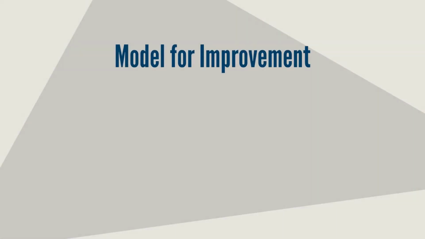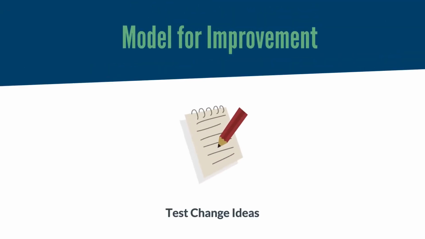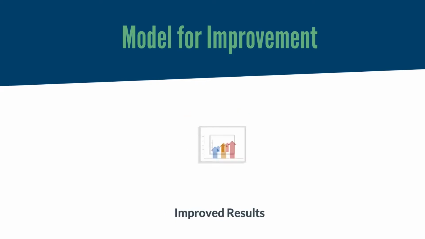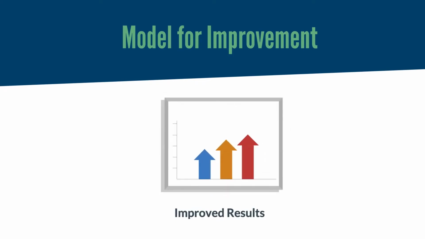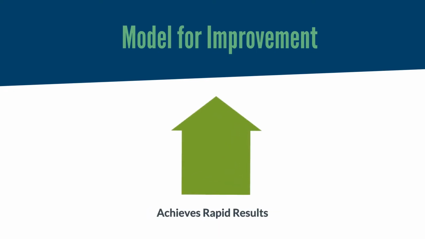This video will show you how to use the Model for Improvement, which includes the well-known Plan, Do, Study, Act cycles, or PDSAs. The Model for Improvement is a simple quality improvement tool which helps us test change ideas to make sure that the ideas work and result in an improvement, as well as to better understand matters relating to implementing the idea across the entire practice.